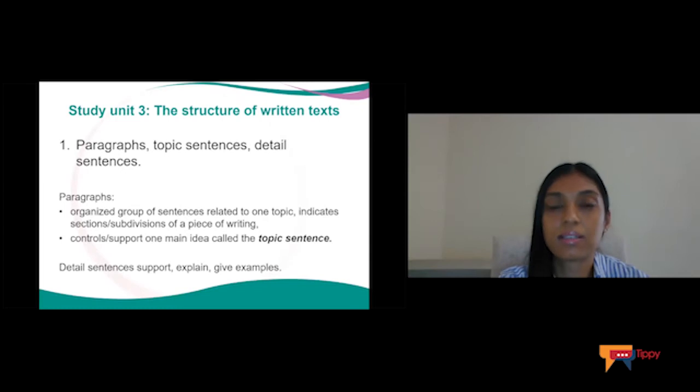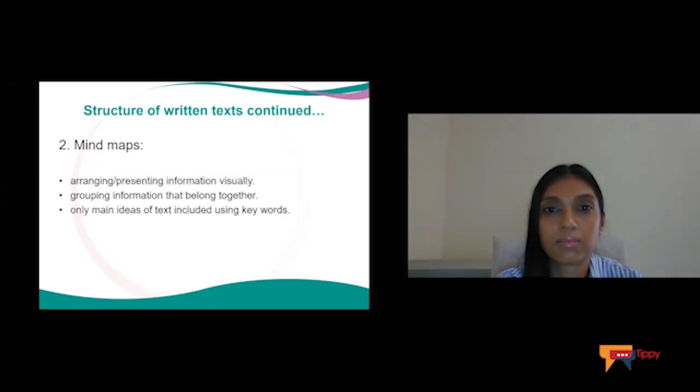Study Unit 3 discusses the aspect of the structure of written text. In this regard, you should be aware of the following aspects: paragraphs, topic sentences, and detailed sentences. A paragraph is described as an organized group of sentences which is related to one topic. It indicates the sections and subdivisions of a piece of writing. A paragraph controls and supports one main idea, which is called the topic sentence. Detailed sentences, on the other hand, support, explain, and provide further examples. Having knowledge of the structure of written text enables you to make meaning of the text.